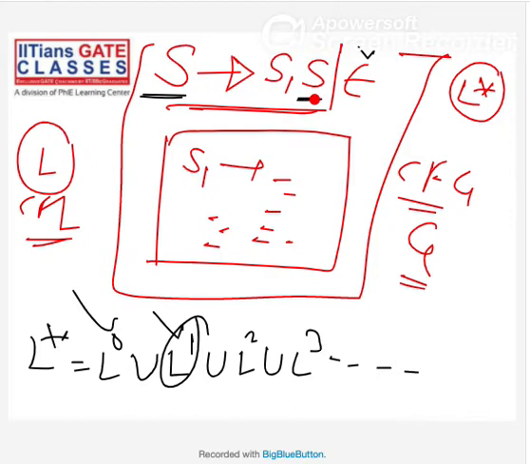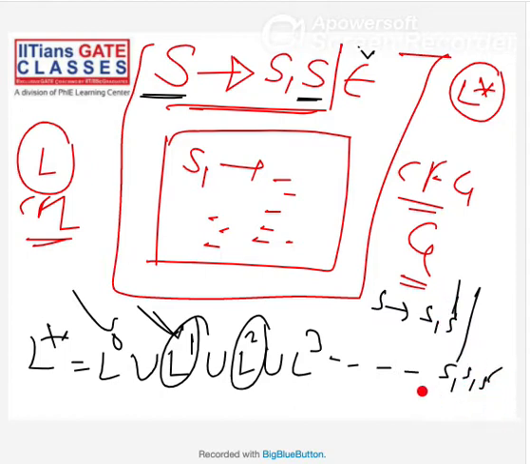What you do, this S can go to epsilon. So finally you will only get S1, and S1 will generate L. So this L can be generated. How to generate L dot L? Very easily. S will go to S1 S. Now this S will go to S1 S. Now this S can go to epsilon, so you will get S1 dot S1. S1 dot S1 will generate L square. Similarly, you can generate L cube and so on.